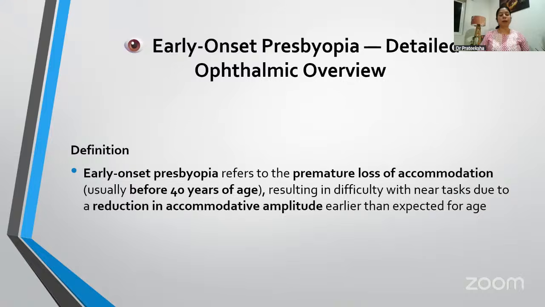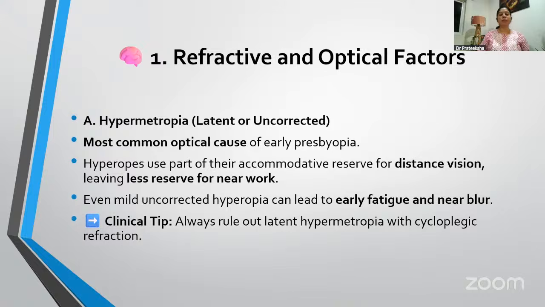Early onset presbyopia. Now, what is early onset presbyopia? It refers to premature loss of accommodation, usually before 40 years of age, resulting in difficulty with near tasks due to reduction in accommodative amplitude earlier than the expected age. What can be the factors of early onset presbyopia? So, refractive and optical factors. First is hypermetropia, most commonly latent or uncorrected. It is the most common optical cause of early presbyopia. Hyperopes use part of their accommodative reserve for distant vision, leaving less reserve for near. Even mild uncorrected hyperopia can lead to early fatigue and near blur. Clinical tip: always rule out latent hypermetropia with cycloplegic refraction.